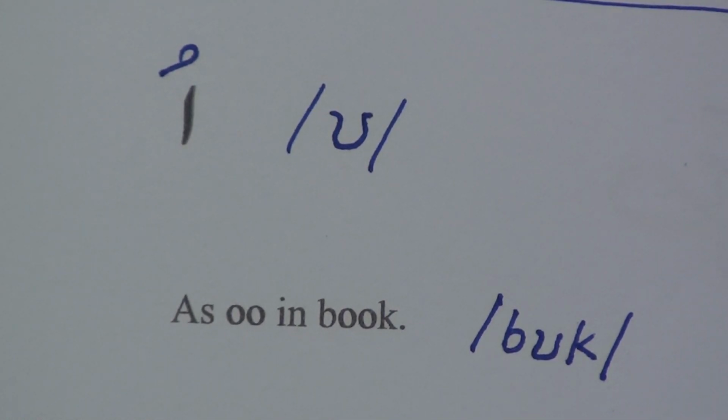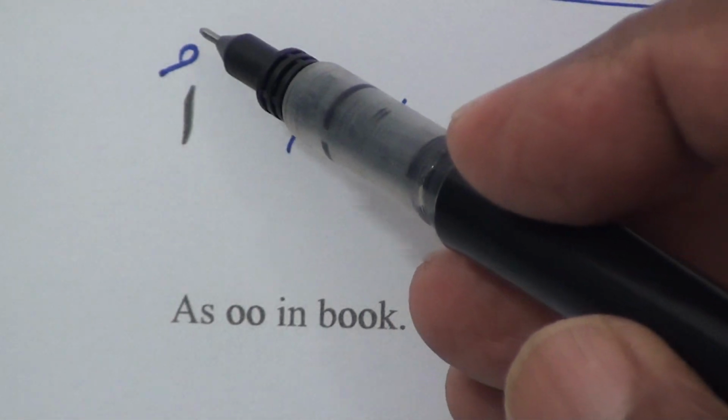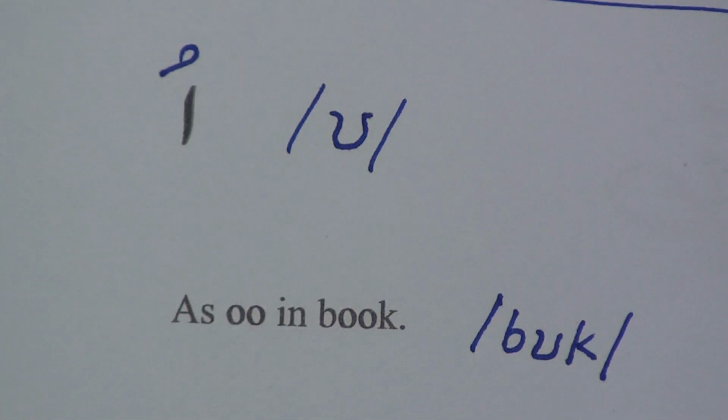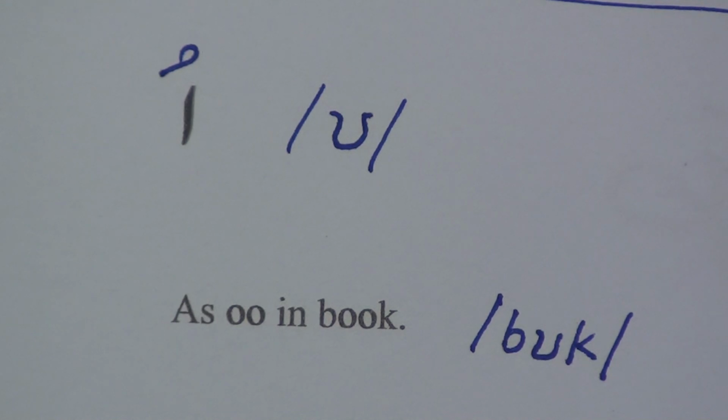Our next vowel sound is O. You are looking at this diacritical mark over alif. This mark is called pesh. When there is pesh over alif, it is pronounced as U. This is the phonetic symbol of U. It is like double O in the English word book.